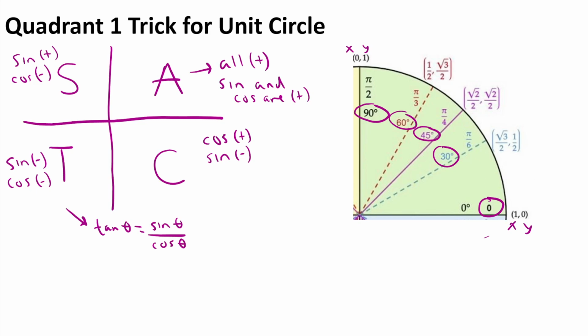Likewise, the sine values would then increase, right? So sine of 0 is 0, sine of pi over 6 is 1/2, sine of pi over 4 is root 2 over 2, sine of pi over 3 is root 3 over 2, sine of pi over 2 is 1. So you can see here that these values are increasing and decreasing in an inverse proportionate way. So as x decreases, y will increase in the first quadrant.